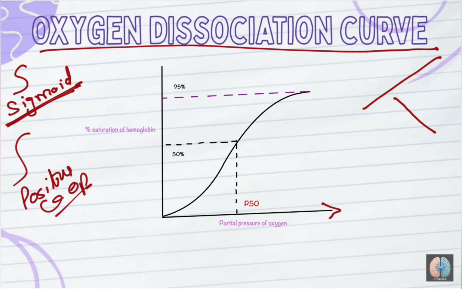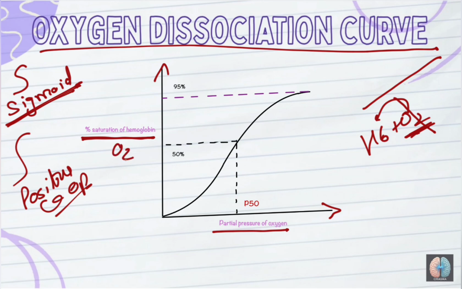On the x-axis we can see the partial pressure of oxygen, which is actually the most important factor which determines the binding of oxygen to hemoglobin. Obviously when hemoglobin has to bind oxygen, oxygen plays the main role, right? Its pressure determines how easily oxygen is going to bind hemoglobin. On the y-axis we have the percentage saturation of hemoglobin. That means how much percent of hemoglobin is saturated with oxygen.